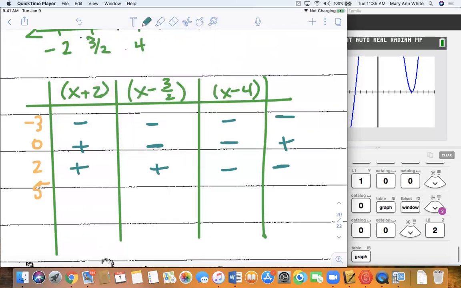And then last, 5 plus 2 is positive. 5 minus 3/2 is positive. And then 5 minus 4 is positive. Nice.